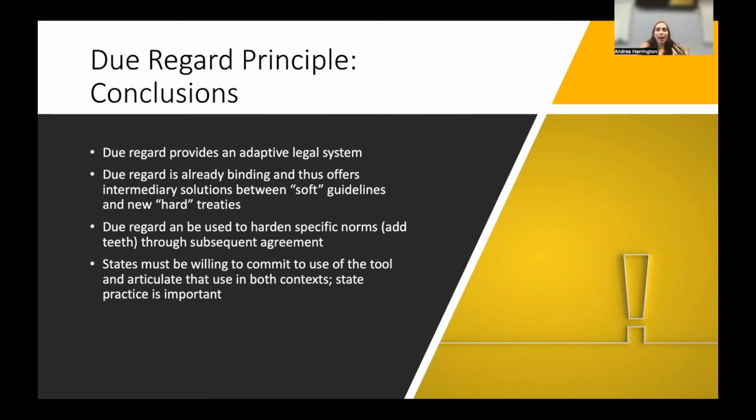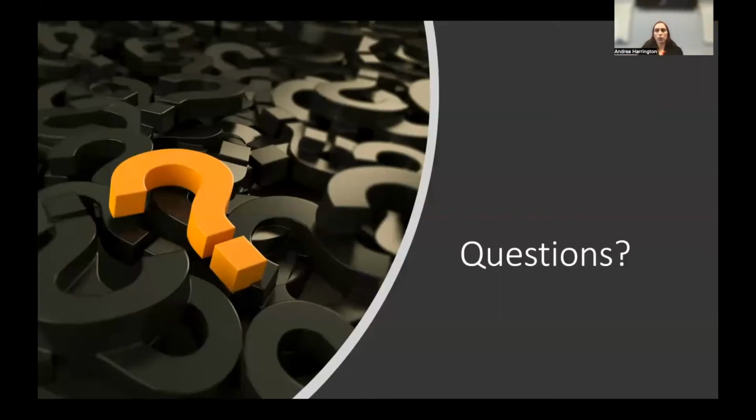But states have to be willing to commit to using that tool in their toolbox, to articulate and specify that they're using the tool in that toolbox, because state practice is important. So say that your own activities are conforming, this is how I'm acting with due regard, and say when other states' activities are not conforming and they are not acting with due regard. Thanks very much. I'm happy to take questions.